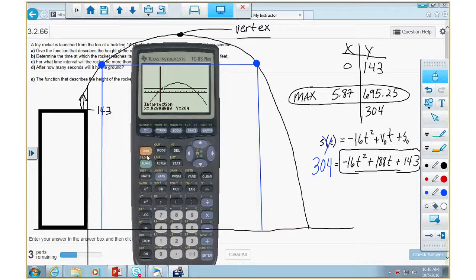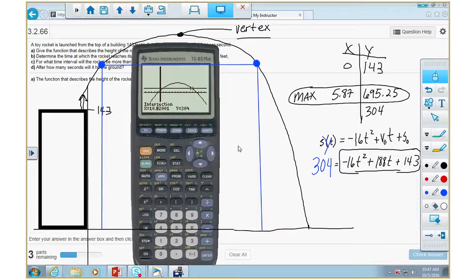And then hit second, calculate, intersect. First curve, second curve, and yes, go over to the other side. $10.82. So I've showed you two ways.